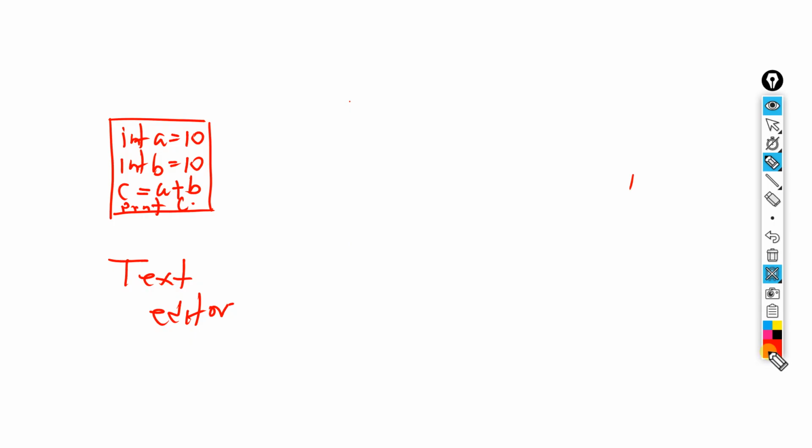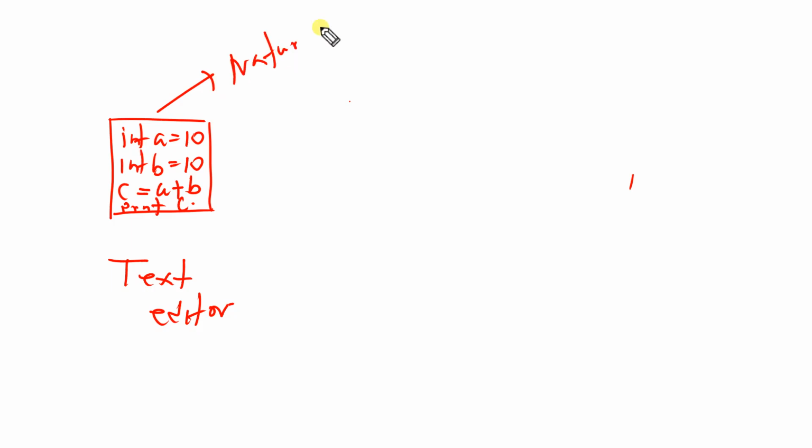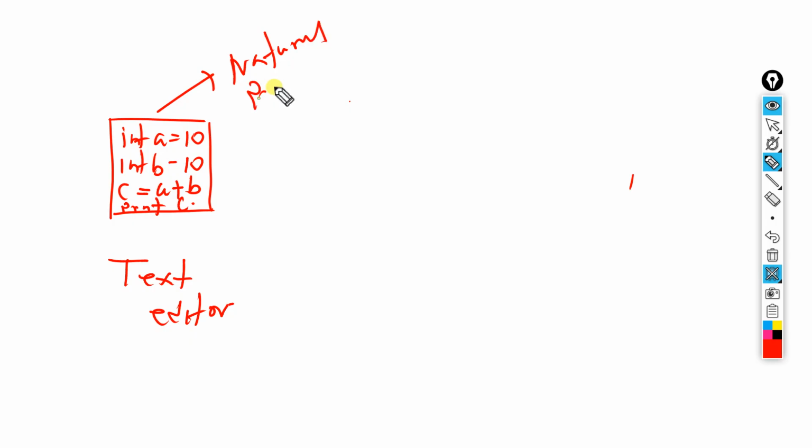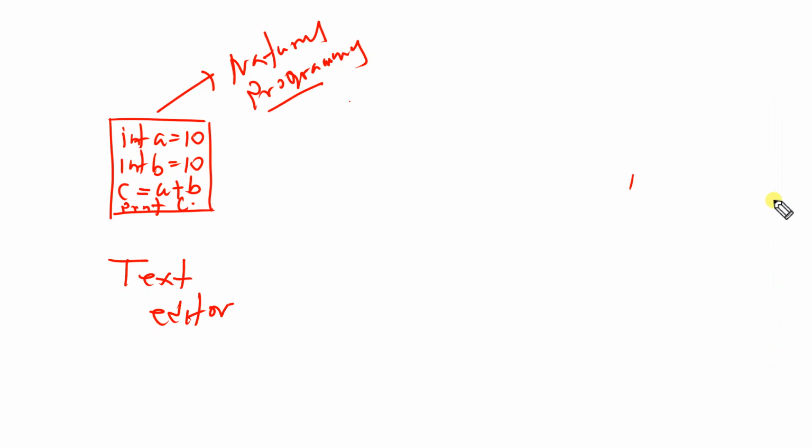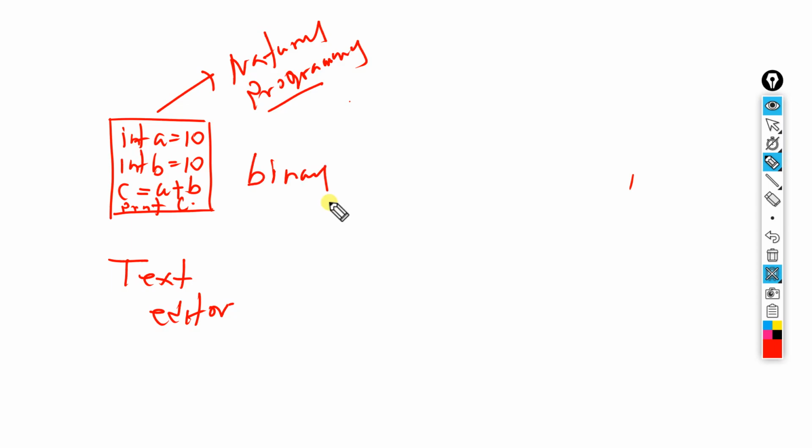Computer language, yes. Remember, the computer doesn't know about English. This is natural English. Normally, programmers or developers use natural English to write the programs, because it is a very easy way to write it. But natural English can't be understood by the computer, because the computer only understands which language? Binary, right? That is binary language.